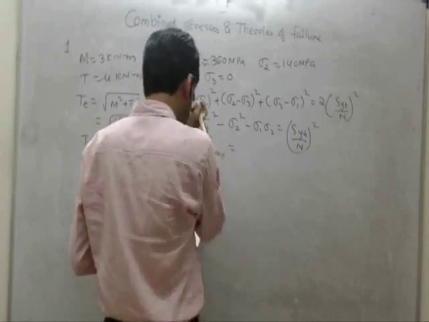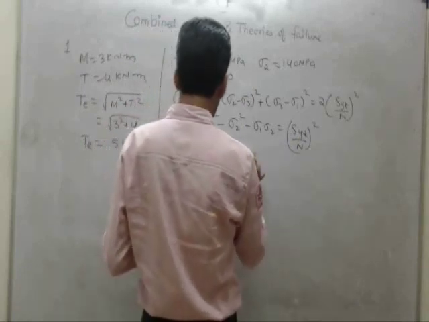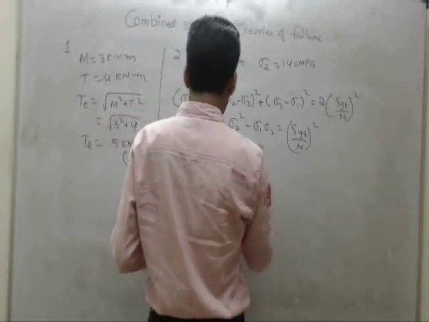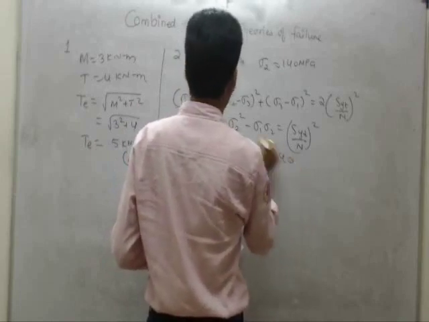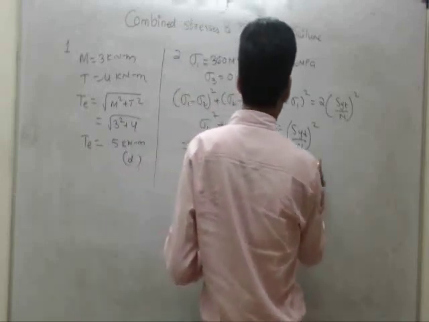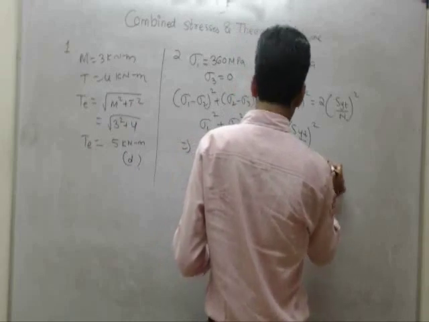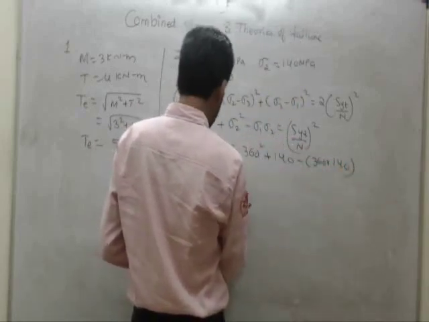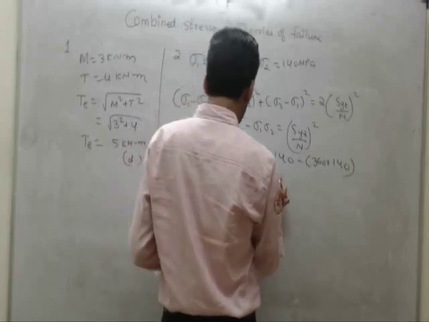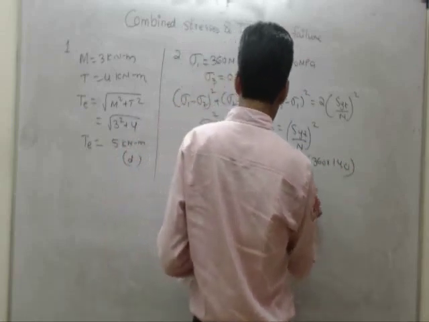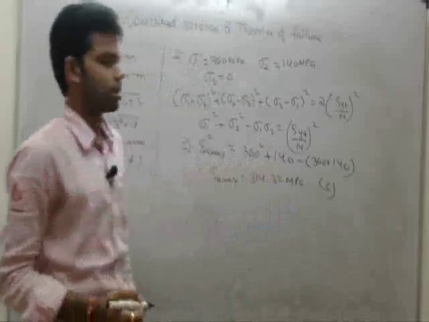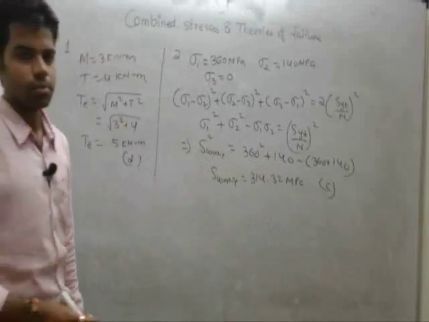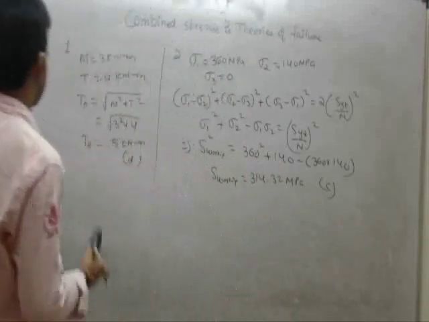So S working square will be equal to what? 360 square plus 140 square minus 360 into 140. So the working stress from here we will get as 314.32 megapascal. So the answer is C. Okay. Next, question number 3.